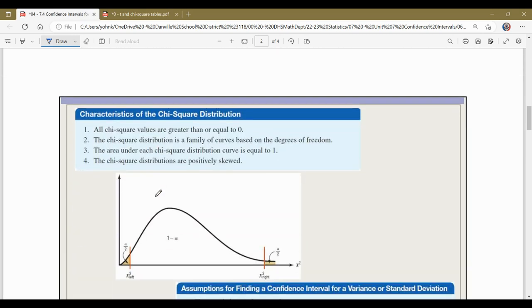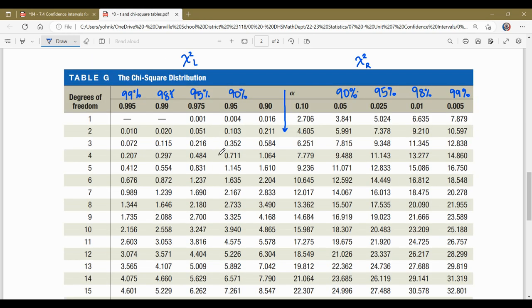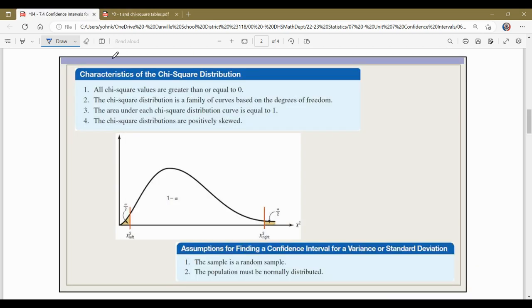All right, so here are characteristics of the chi-square distribution. There are 4. Number 1, all chi-square values are greater than or equal to 0. We already talked about that. If you look in the table, all the values are positive.